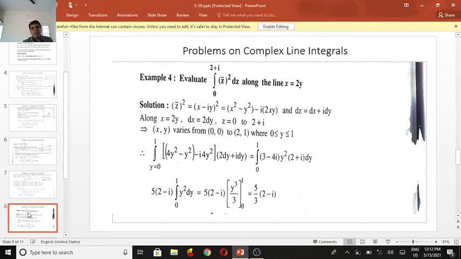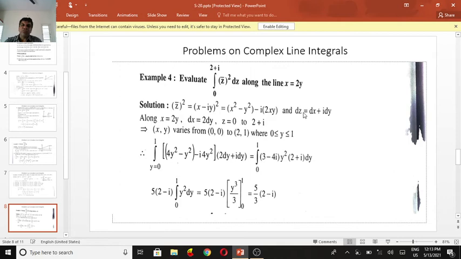Now again I am simplifying the conjugate of z. What's the conjugate of z? It should be x minus iy. So square that, and suddenly we get x square minus y square minus i times 2xy. So if we simplify.